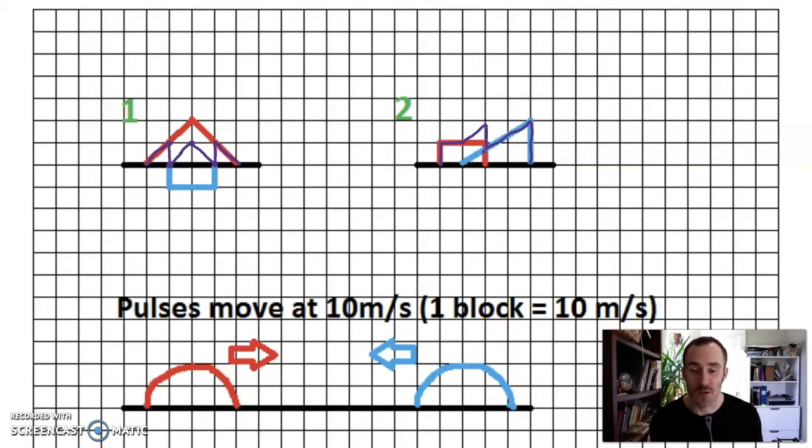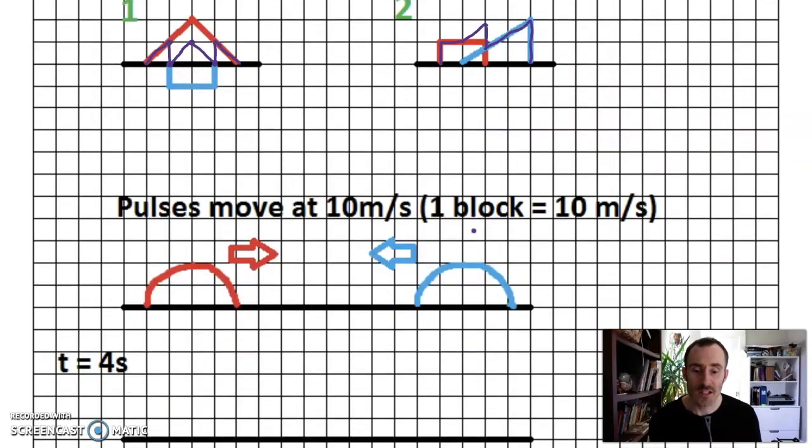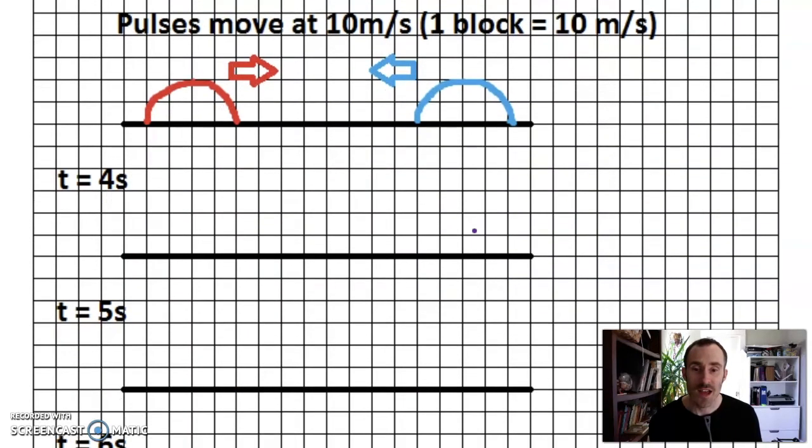Now the last thing that we're going to do is try to combine two of the same wave as they move together. Okay, so we're going to look at these two waves moving at 10 meters per second toward one another. And we're saying that one block is 10 meters, not 10 meters per second, just 10 meters. So if every second these waves are moving one block, where will they be at 4 seconds? Where will they be at 5 seconds? Where will they be at 6 seconds?